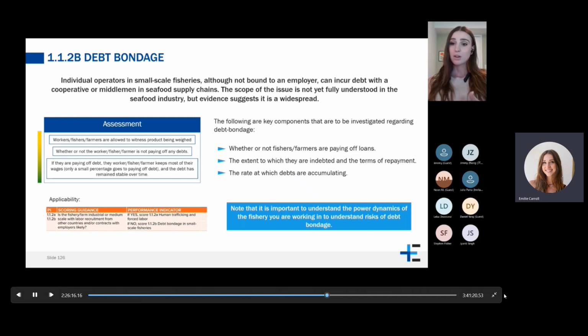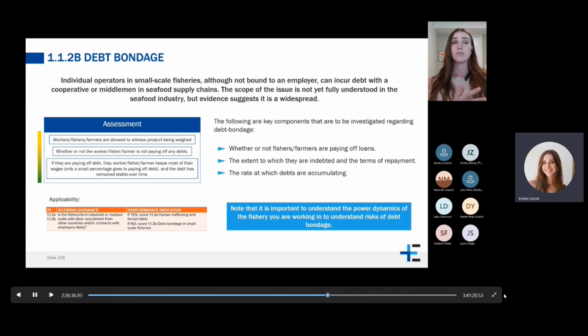And then the terms of repayment are also very important because they shouldn't be increasing over time. It should be consistent, and there should be clear terms about repayment that have been agreed by both parties. And then the last thing to look at is the rate at which debts are accumulating. So they should not be increasing at an increasing rate, basically.